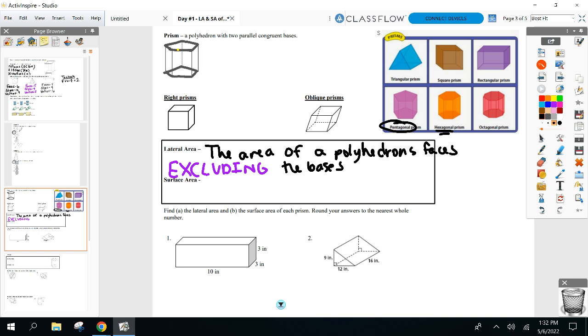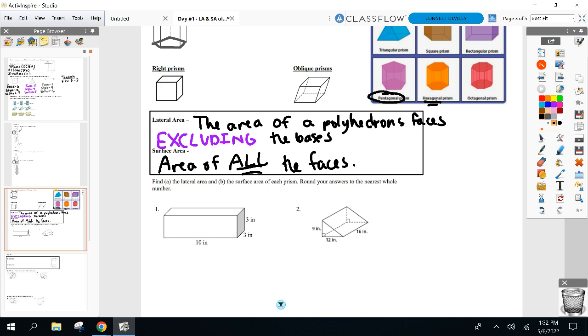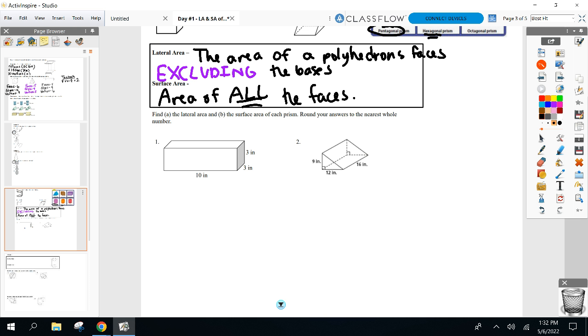Everything minus the bases. Surface area, that's everything. Put the bases back on and we're good. That's the area of all the faces. All right? Surface area is the area of all the faces. Surface area is everything. Lateral area, you can't do the bases. You have to do everything else. Questions from you guys? All right, I am going to start with question number 2 here.